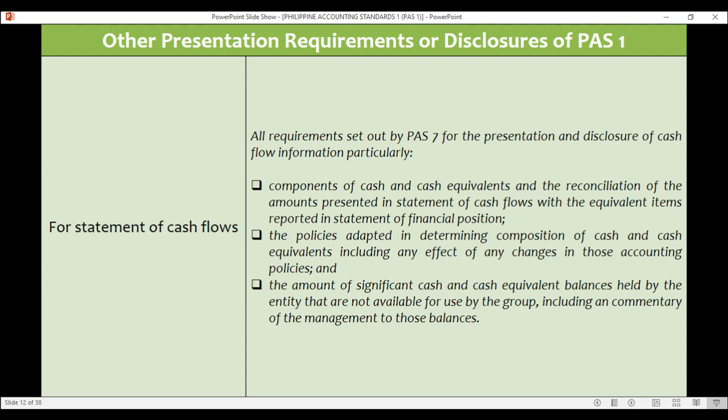The policies adopted in determining the composition of cash and cash equivalents, including any effect of any changes in those accounting policies, and the significant cash and cash equivalent balances held by the entity that are not available for use by the group, including any commentary of the management on those balances. Okay?